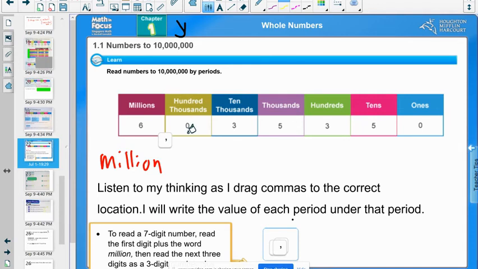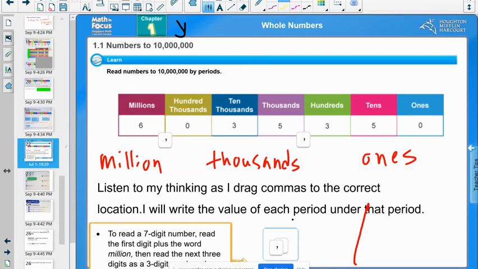6 millions, 35,000. If there's no value here in the 100,000s place, you don't say anything. You don't say 100,000. You just say you have 35,000s. Once I say that word thousands, I realize I am finished with that period. So I'm going to drag my comma into position. 350. 350. So 6,035,350. So here's my thousands. And here's my ones.